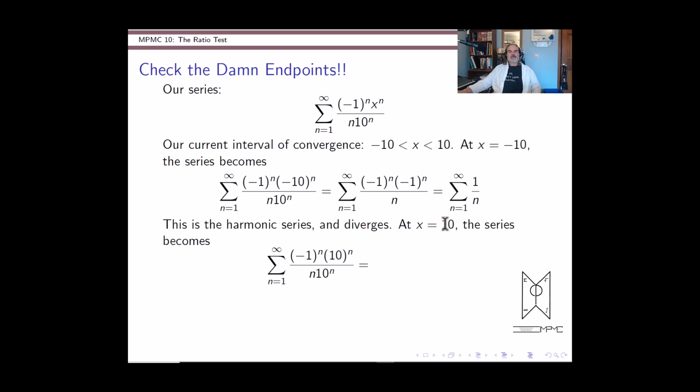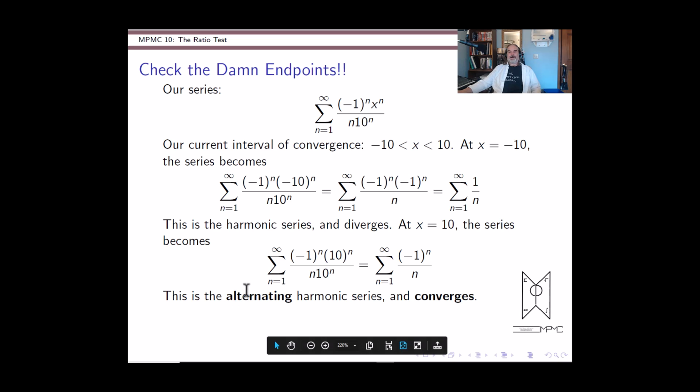But when we go to x equals positive 10, the powers of 10 cancel immediately. And now we're left with the sum of negative 1 to the n over n. This is the alternating harmonic series, and it converges. Okay, so we have this stretch of the number line from minus 10 to 10. Everything inside that interval provides convergence for this series. At the endpoints, when we use one endpoint, we get convergence. When we use the other endpoint, we get divergence.